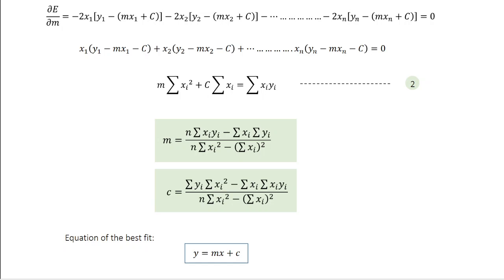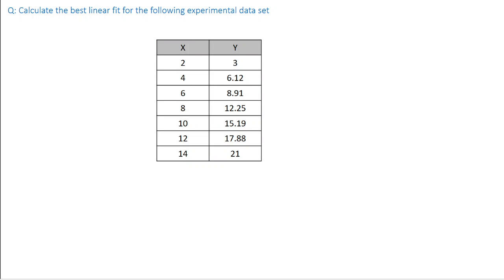Even though the equation looks very cumbersome, the problem solving method is very simple. Okay, so let's get a hang of it using a practical example. Calculate the best linear fit for the following experimental data set. So you have performed some experiment. You have two variables x and y, and these are the values of x and y. You are asked to find a theoretical function, a theoretical straight line function which gives the best fit.